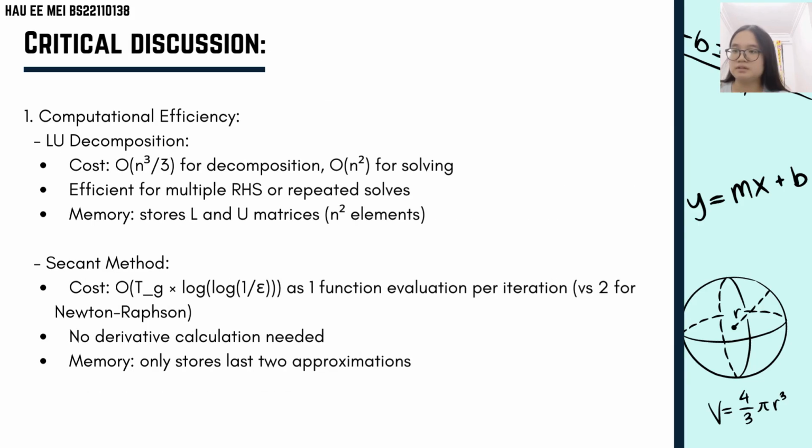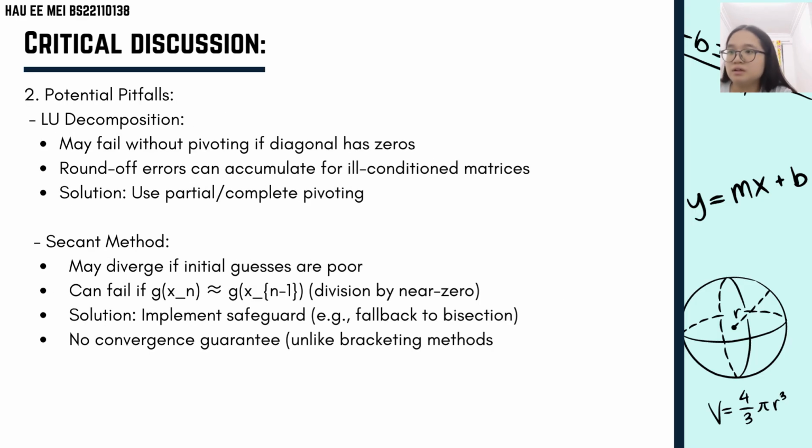In terms of computational efficiency, LU decomposition has an initially higher cost but becomes efficient for repeated solves, while the second method requires minimal memory and only one function evaluation per iteration, avoiding derivative computation. In terms of potential pitfalls, LU decomposition requires pivoting to avoid failure from zero diagonals, while the second method can diverge with a poor initial guess or near-equal function values and often needs fallback safeguards.